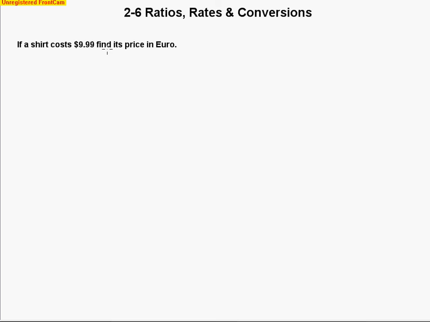It says if a shirt costs $9.99, find the price in euro. Well, I just so happen to check the conversion factor right now. The rate at which $1 is 0.89 euro right now. So 0.89 euro equals $1. So now what we're going to do is we're going to take that $9.99, and I'll write that as a fraction so you can see some cross-canceling that goes on.